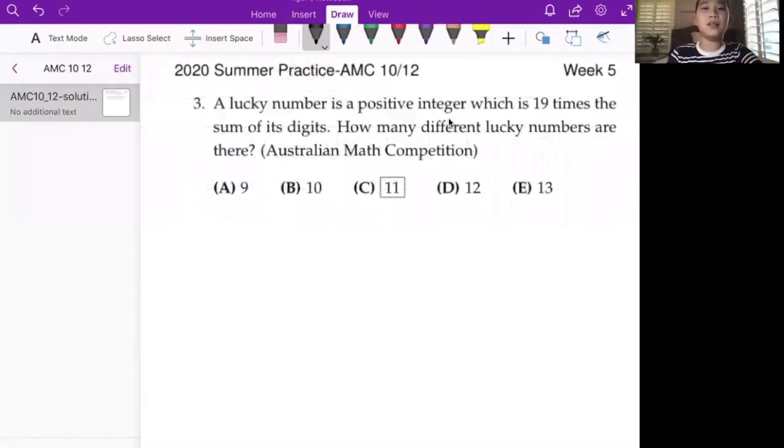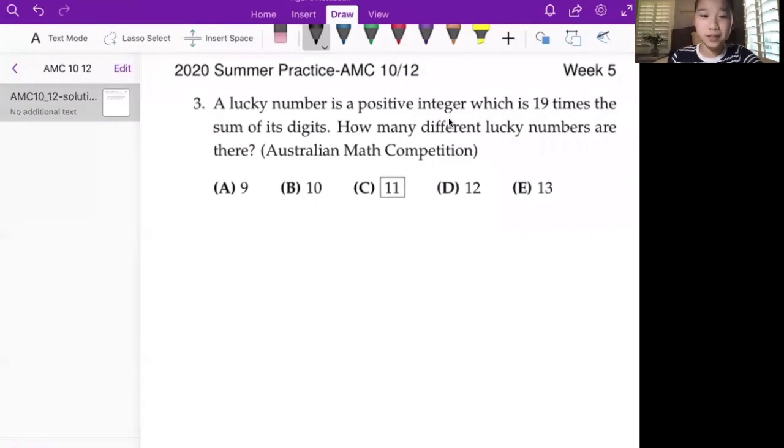Problem 3. A lucky number is a positive integer which is 19 times the sum of its digits. How many different lucky numbers are there? So if you start looking at this problem for some time, you'll see that this problem is kind of unorderly. What do I mean by that? There's no restrictions on the number of digits, and digits are a big part of this problem. So let's put some restrictions on the number of digits.